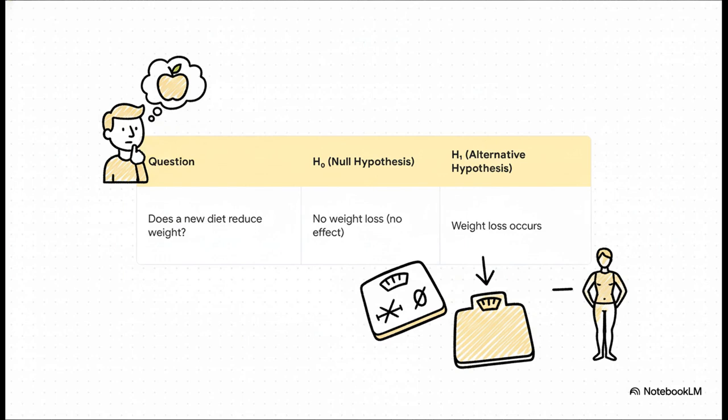Let's make this super practical. Imagine our question is, does this new diet actually help people lose weight? Well, the null hypothesis, our default assumption, is that nope, no weight loss occurs. It has no effect. The alternative hypothesis, the thing we're trying to prove, is that yes, weight loss does occur. Our job now is to gather enough evidence to see if we can confidently reject that presumption of innocence.